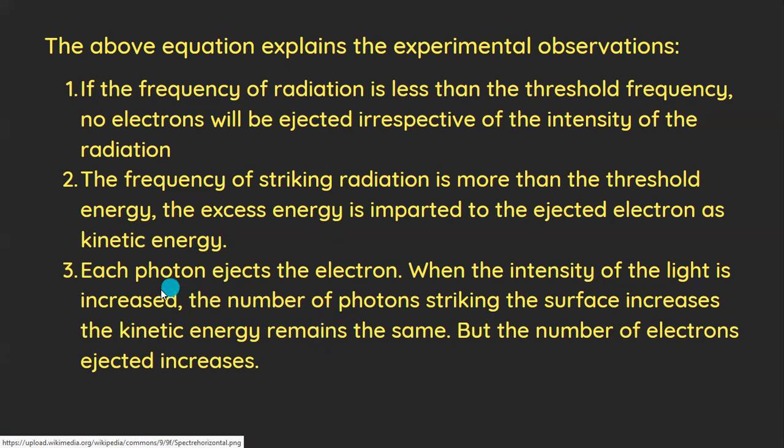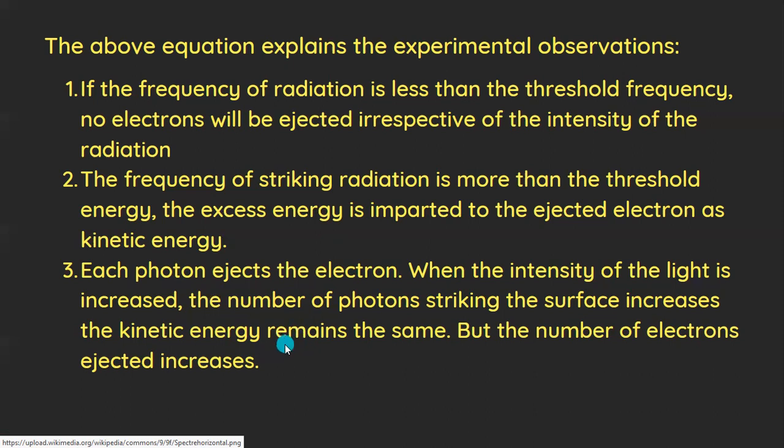And this is because one photon ejects one electron. So if the number of photons increase, the number of electrons will also increase. But notice, because we are talking about the photons being at the threshold frequency, the kinetic energy of the electron stays the same, but the number of electrons increases.